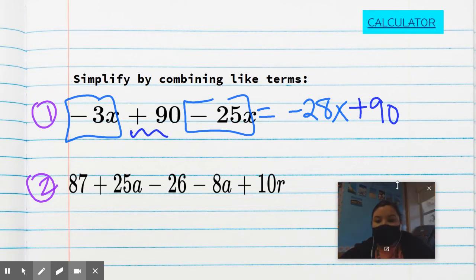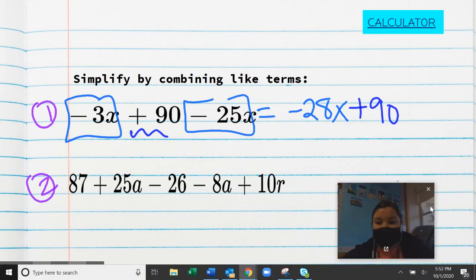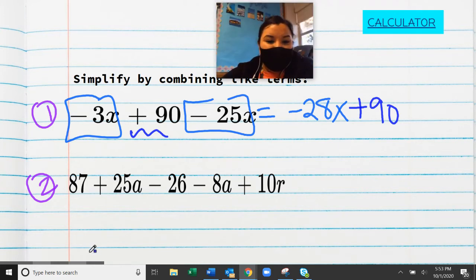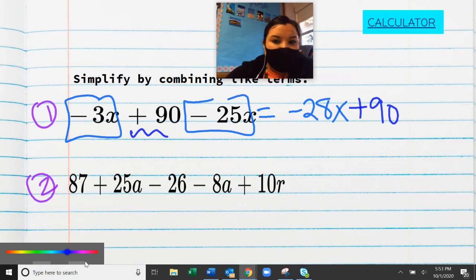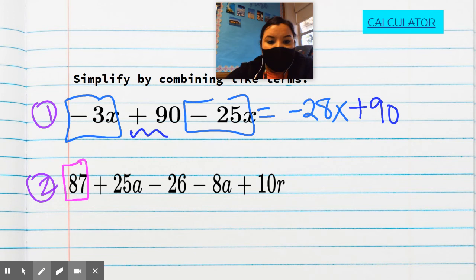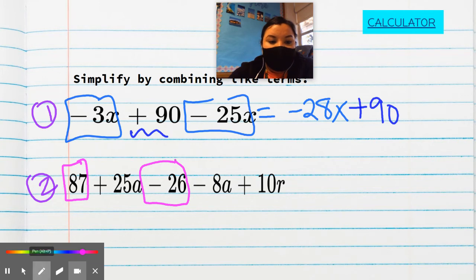Okay, looking at the second one, I'm going to go ahead and move my video. This one's just a little bit bigger, but let's go ahead and also combine our stuff. So I'm going to go ahead and box 87. I'm looking for any number that also does not have a letter. So I see minus 26. And I'm going to box also the minus because that's in front of the 26. That's the action that tells us what we need to be doing.